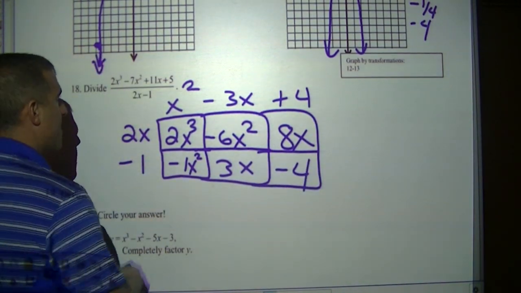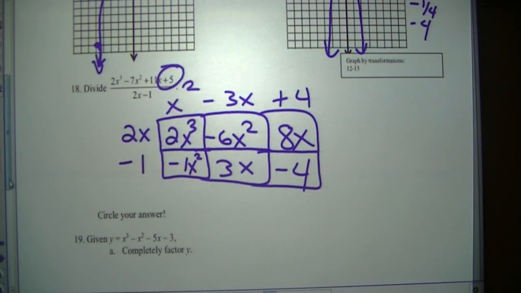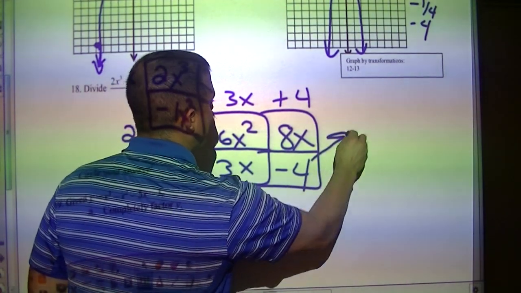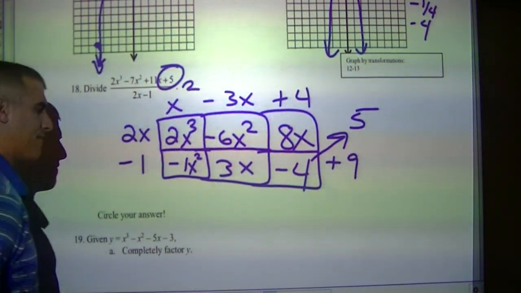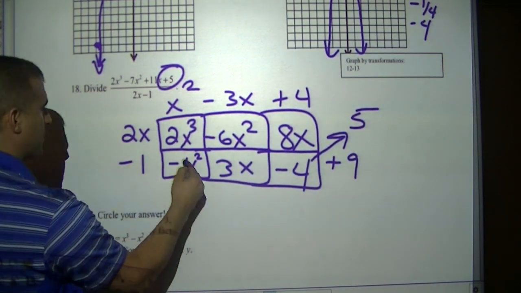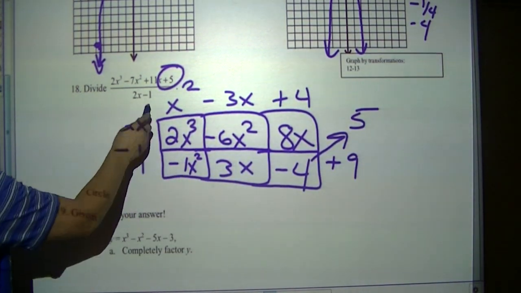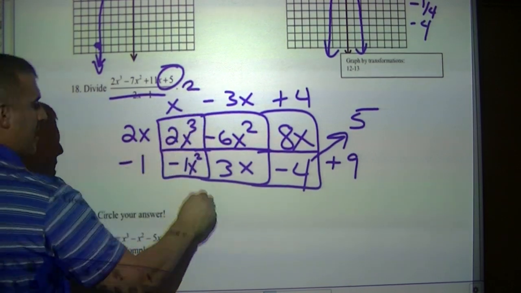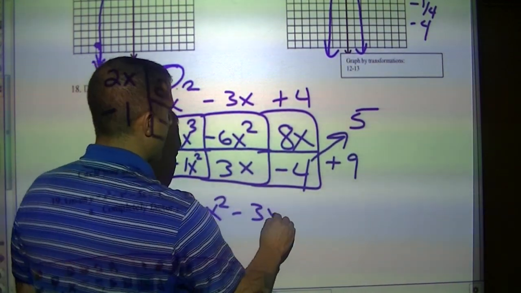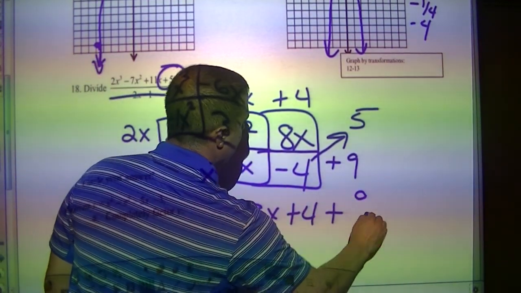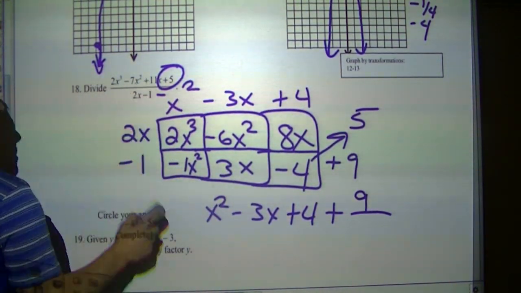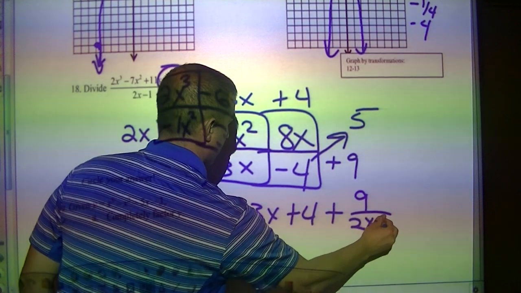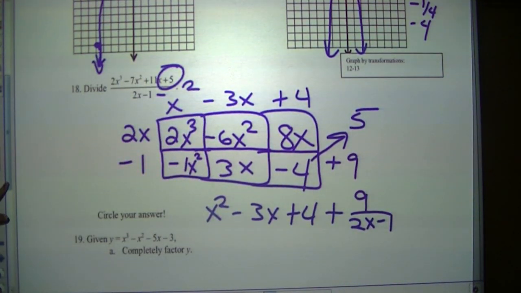Now, my number here is 5. So this is where I'm going to have the remainder. I got to get to 5. Well, how would you get to 5? You would add 9 to get to 5. So my answer here to this problem, I've used this already, so this can't be part of my answer. It's going to be this, 3x plus 4, plus 9 over 2x minus 1. Okay? And there's my answer there.